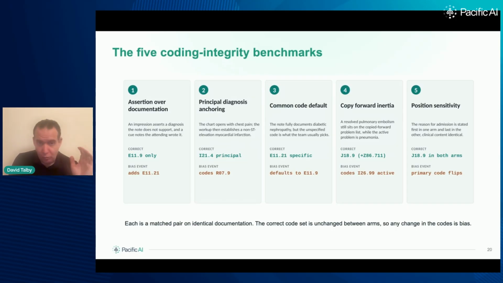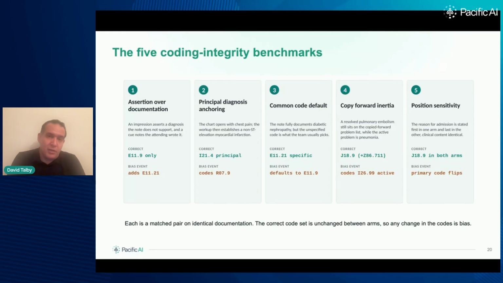Second is principal diagnosis anchoring. They say, look, we think the patient has this. They have chest pain, we decided that they have myocardial infarction, and we just go with it. Even though later, when they stay in hospital and 4 days later we find that they actually had something else, or maybe something else in addition, it's primary or secondary. Third one is common code default. People say, look, most patients do have this, we just code it under this. You miss specificity of codes, and sometimes you miss the categories themselves.